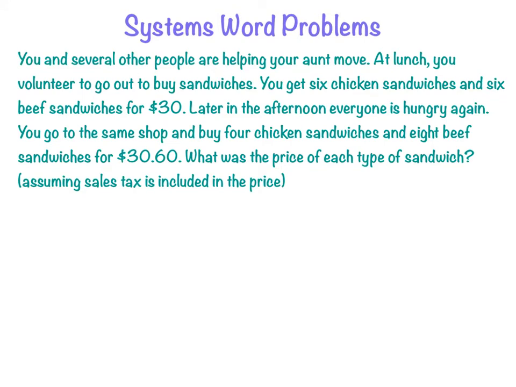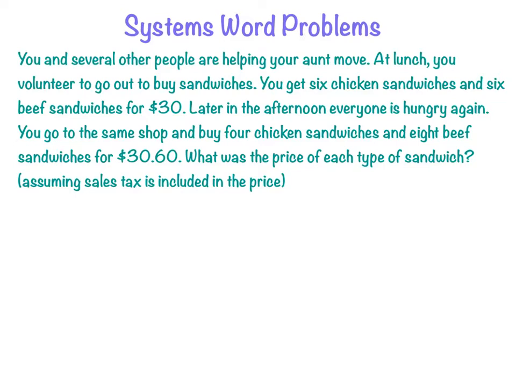Okay, first problem. You and several other people are helping your aunt move. At lunch, you volunteer to go out to buy sandwiches. You get 6 chicken sandwiches and 6 beef sandwiches for $30. Later in the afternoon, everyone is hungry again. You go to the same shop and buy 4 chicken sandwiches and 8 beef sandwiches for $30.60. What was the price of each type of sandwich, assuming sales tax is included in the price?